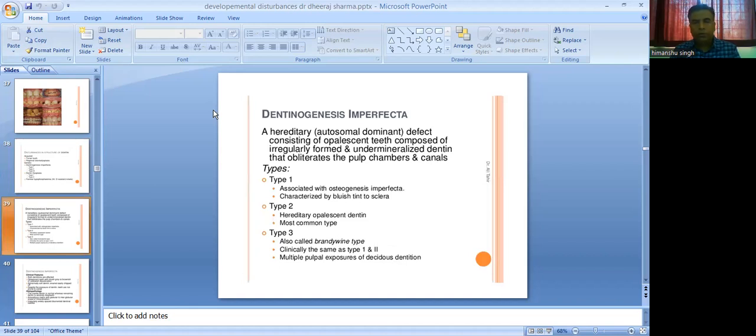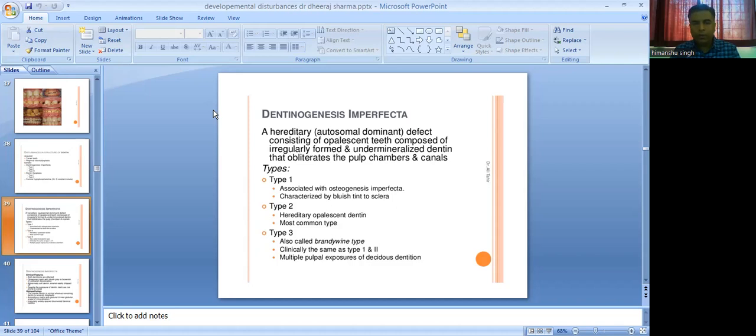The next topic is dentinogenesis imperfecta. It is a hereditary defect in which teeth are composed of irregularly formed unmineralized dentin that obliterates the pulp chambers in the dentition. Types: we have type 1, which is associated with osteogenesis imperfecta. It is also characterized by blue sclera. Type 2, hereditary opalescent dentin, is the most common type.